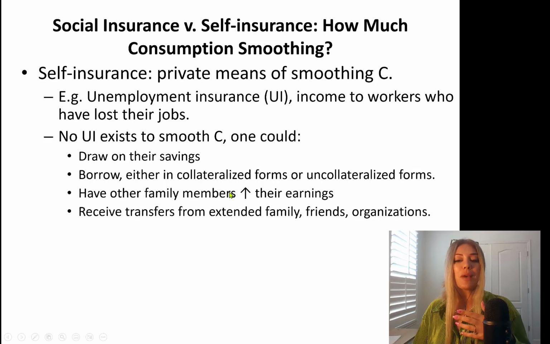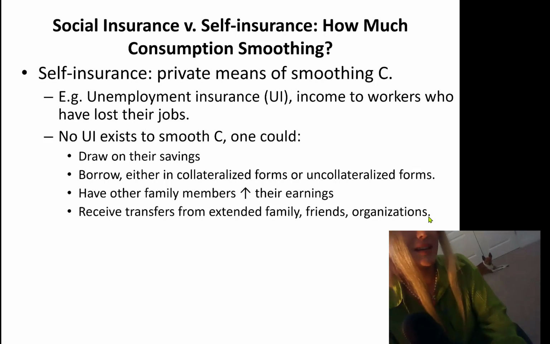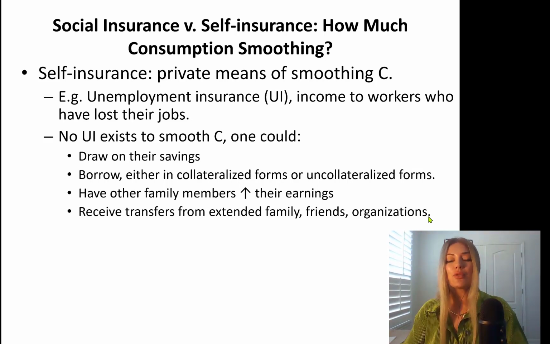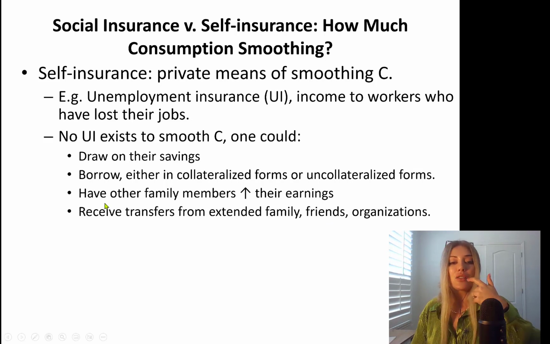Or have other family members increase their earnings. So I could ask my little puppy who is behind me, actually. I don't know if you can see him. He's behind me, just sitting very patiently. So I can ask Tiki, why don't you do some social media, puppy Instagram, and make some money? That's a joke. Or receive transfers from extended family, friends, organizations, and just ask my parents, not for a loan, but literally give me money. I'm not going to pay you back. So have other family members increase their earnings.